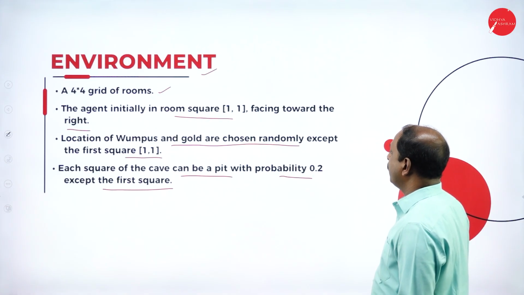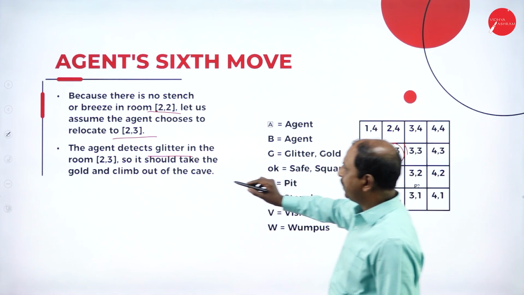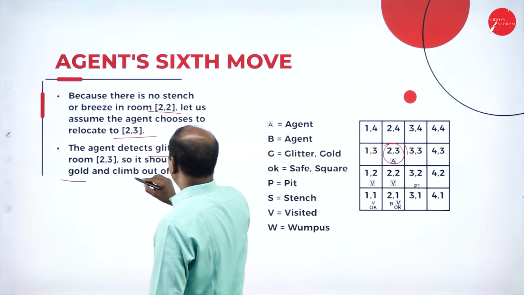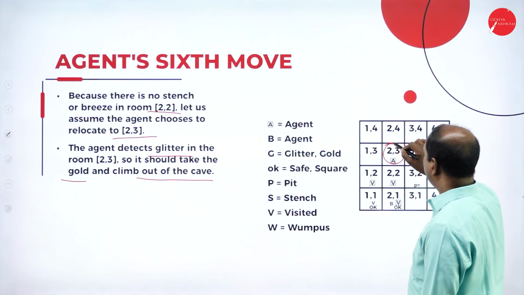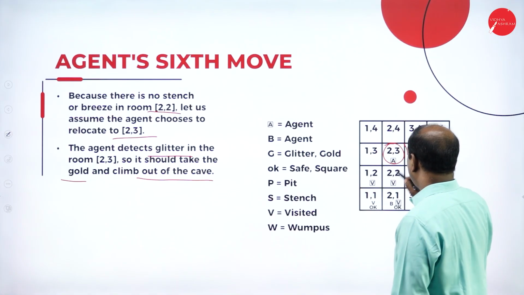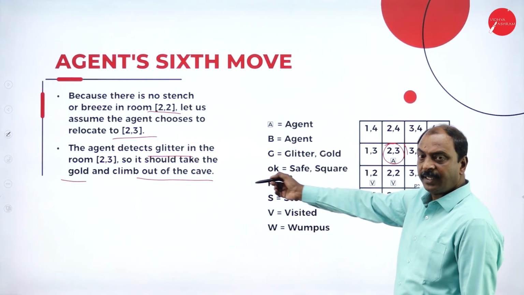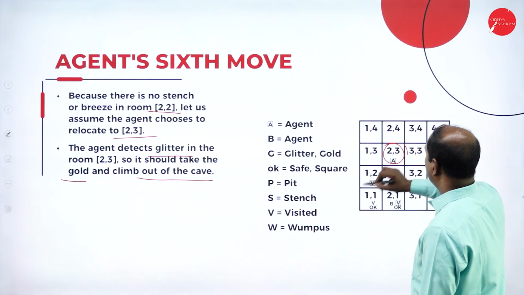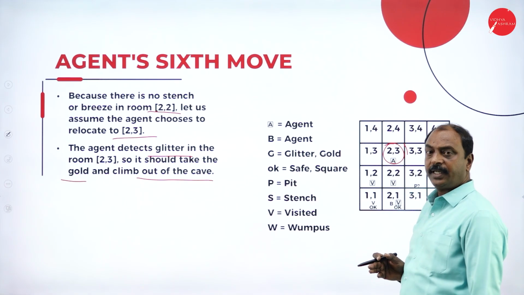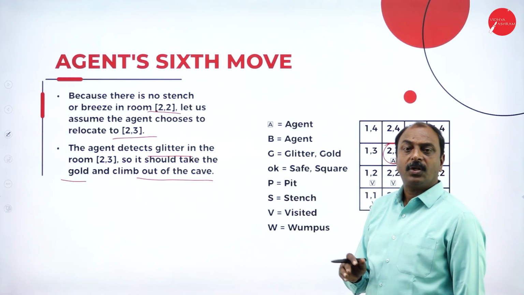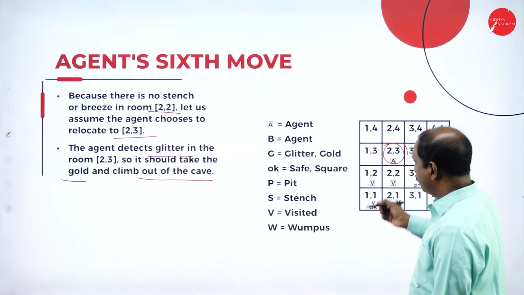Accordingly, the agent detects glitter in this room 2, 3. So, it should grab the gold and climb out of the cave. At this stage, the agent perceives the glittering, indicating that there is gold. He will collect it, grab it, and come out of the square and totally out of this cave. So these are the different movements of an agent, and this is the representation of knowledge through a knowledge-based agent. So this is the problem.